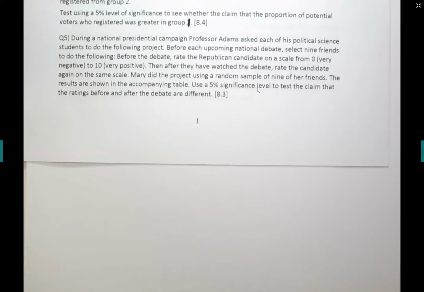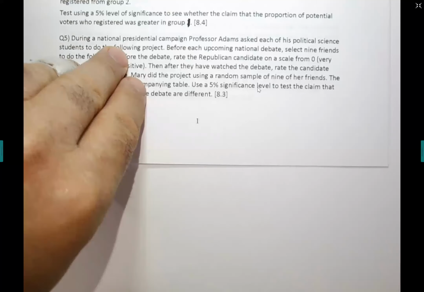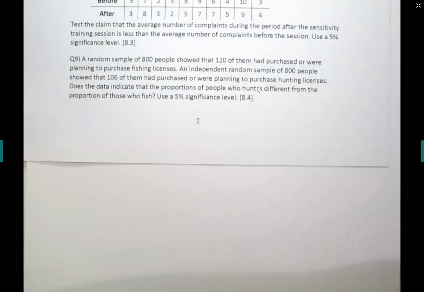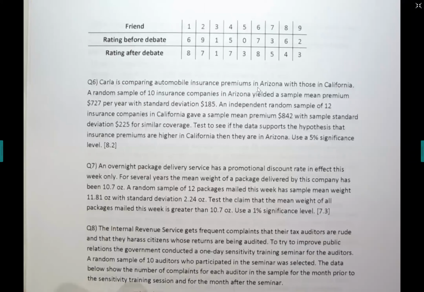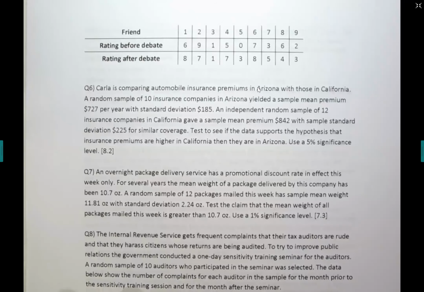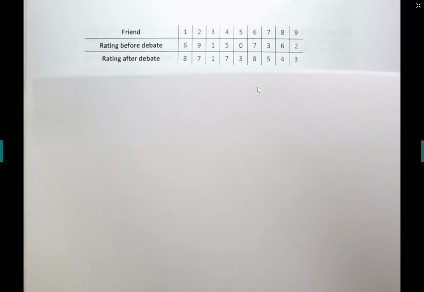Mary did the project using a random sample of 9 of her friends. The results are shown in the accompanying table. Use 5% significance level to test the claim that the rating before and after the debate are different. All right, so let's go now to the page that has the table. And we want to check if the ratings are any different. Here is the table, guys. So it's question 5.